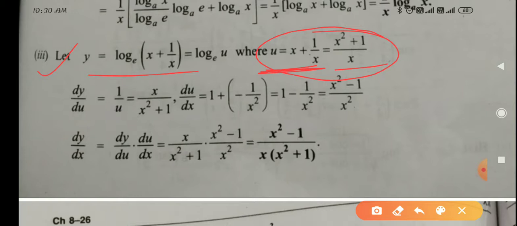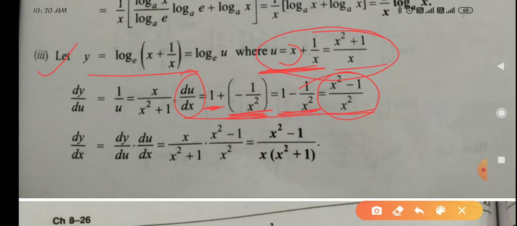So du upon dx. First you see here du upon dx equals 1 plus, for x differentiation is 1, and for 1 upon x minus 1 upon x square I told you. So 1 minus 1 upon x square, by taking LCM, x square minus 1 upon x square. So this is the differentiation of u, du upon dx.